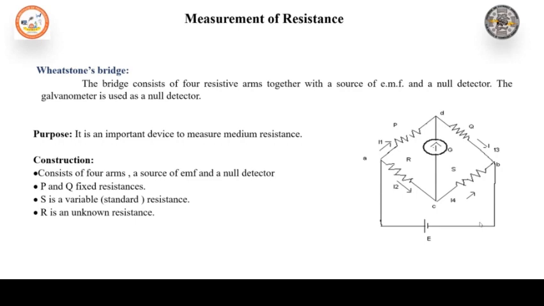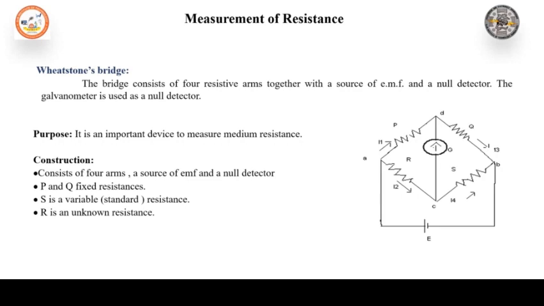When there is zero current through the galvanometer, the points D and C must be at the same potential. Thus, the potential across AD must be the same as the potential across AC. Thus, I1 into P should be equal to I2 into R, or I3 into Q should be equal to I4 into S. As the galvanometer current is zero, I1 will be equal to I3 and I2 will be equal to I4.